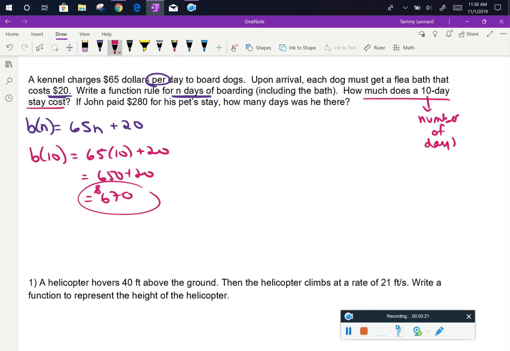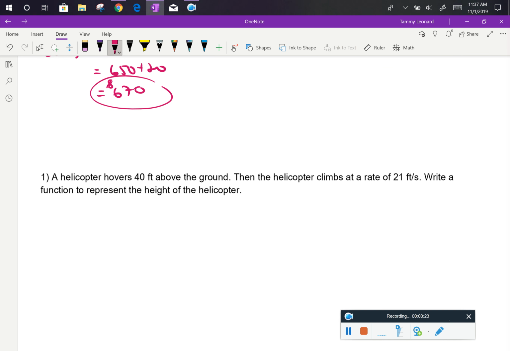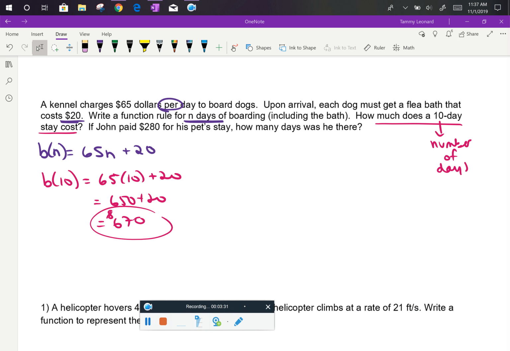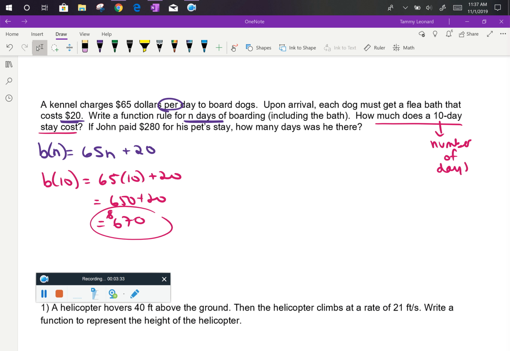Now, they ask another question asking us to apply this function rule in a little bit of a different way. Now they're saying, okay, your total bill is $280 for the pet stay. How many days must the dog have been there? Well, that's not something that we substitute for n because n is a number of days. This is something that we substitute for b of n, the total cost. So we would say that 280 replaces b of n, and we're going to have to solve for n.